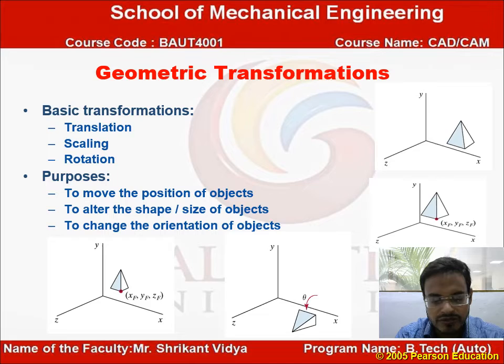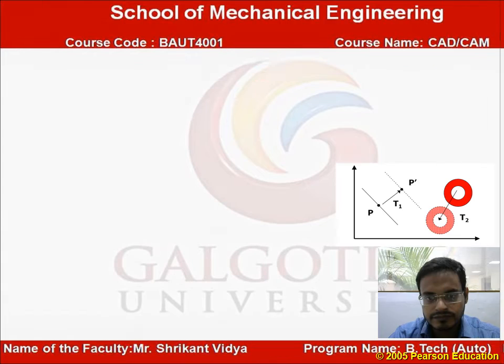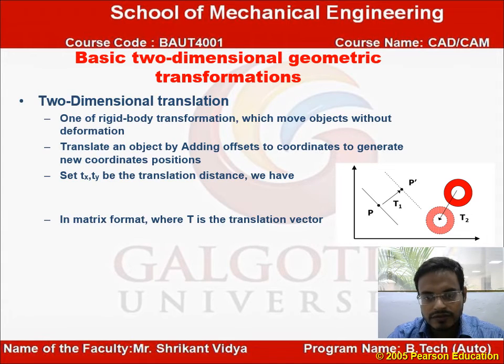It can be used to effect the following changes: change the location, change the shape, change the size, rotate, copy, generate a surface from a line, generate a solid from a surface, and animate the object. Then we will go for two-dimensional transformation. Transformation may be of two types, two-dimensional and three-dimensional.